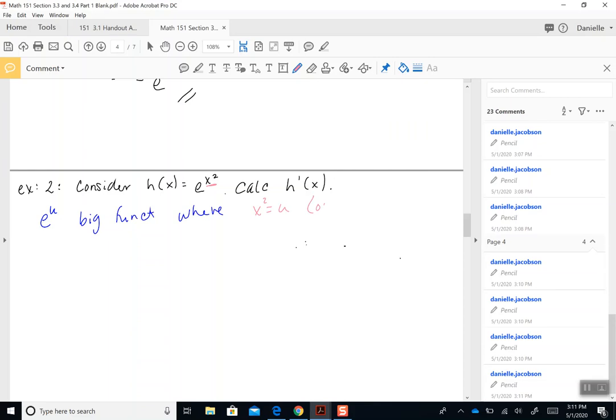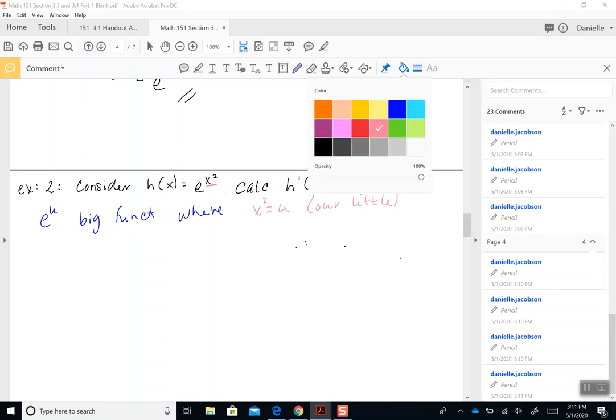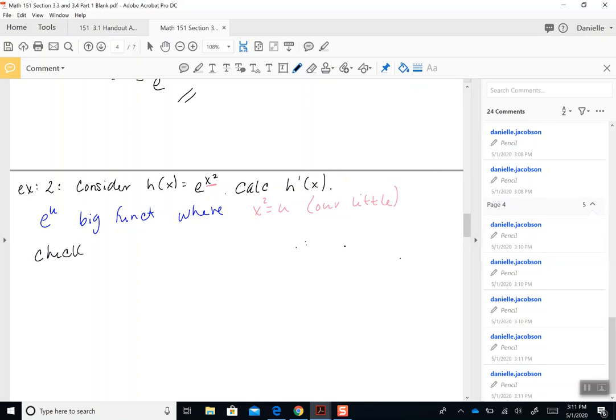That would be our little function. Okay, let's check to see if this makes sense, if this works. So basically, if I plug x squared back into e to the u, do I get the same thing I started with? So check. Let's see if x squared is equal to u and I plug that back in, I get e to the x squared, so that's good. All right, now thinking, did I make good choices?